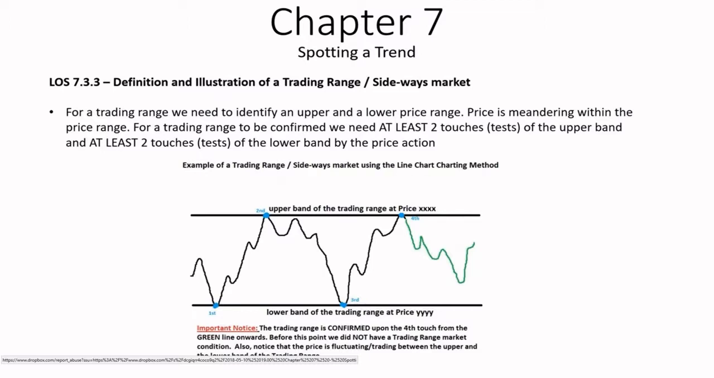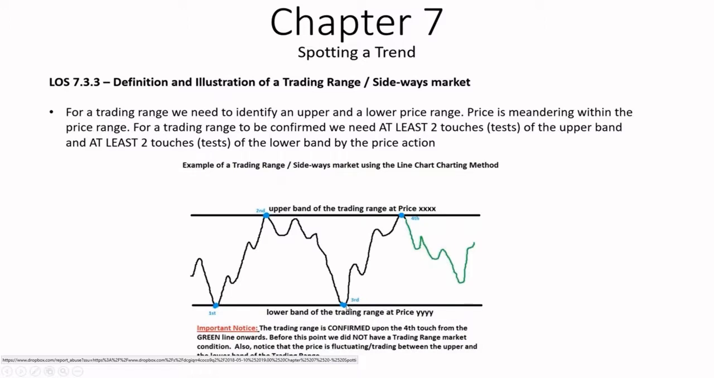Once these levels are identified, as you can see by the example here, once we identify the upper bound and the lower bound of the trading range, then, and this is very important, we need to have at least 2 tests or 2 touches on the upper bound of the trading range, and we need to have at least 2 tests or 2 touches on the lower bound of the trading range. Once we have this, then the trading range is confirmed.